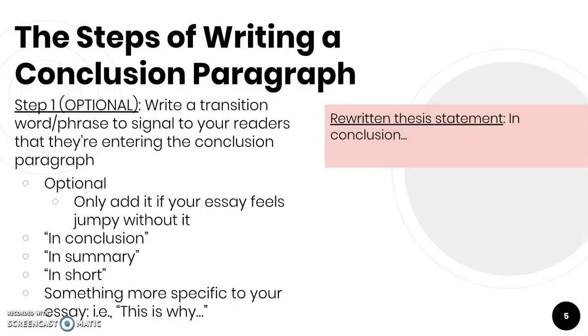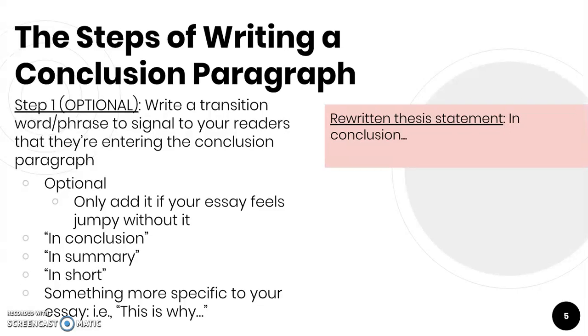Right, so let's look at step 1. Write a transition word or phrase to signal to your readers that they're entering the conclusion paragraph. This is optional. You only want to add it if your essay feels jumpy without it. But I think for most of you, you probably will want to add a transition word or phrase. So some examples of ones that you could use would be in conclusion, in summary, in short. You just want to send a message to your reader like, hey, this is the end of my essay. We're wrapping things up here.